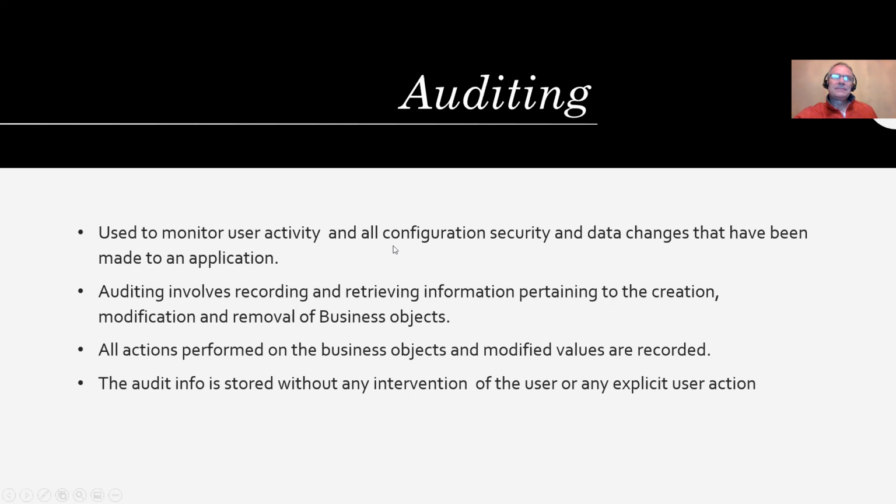Auditing. This is used to monitor user activity and all configuration, security, and data changes that have been made to an application. Auditing involves recording and retrieving information spanning the creation, modification, and removal of business objects. All actions performed on business objects and modified values are recorded. Now you have to set up that recording. This is Oracle Cloud, but you have to set that up. Oracle Cloud has very good functionality as far as that's concerned, and EBS not as good, but there is audit functionality there.